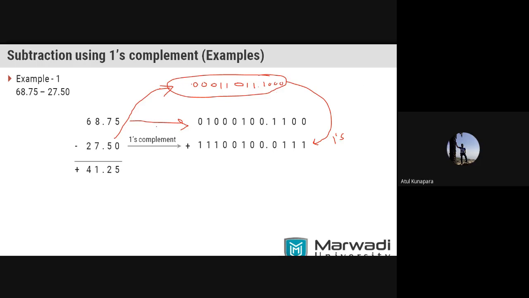So you just convert this 68.75 into binary, you keep that as it is, then you add the 1's complement form of your minus number, that is what you require to subtract it, that is 27.5, and then do the addition here.